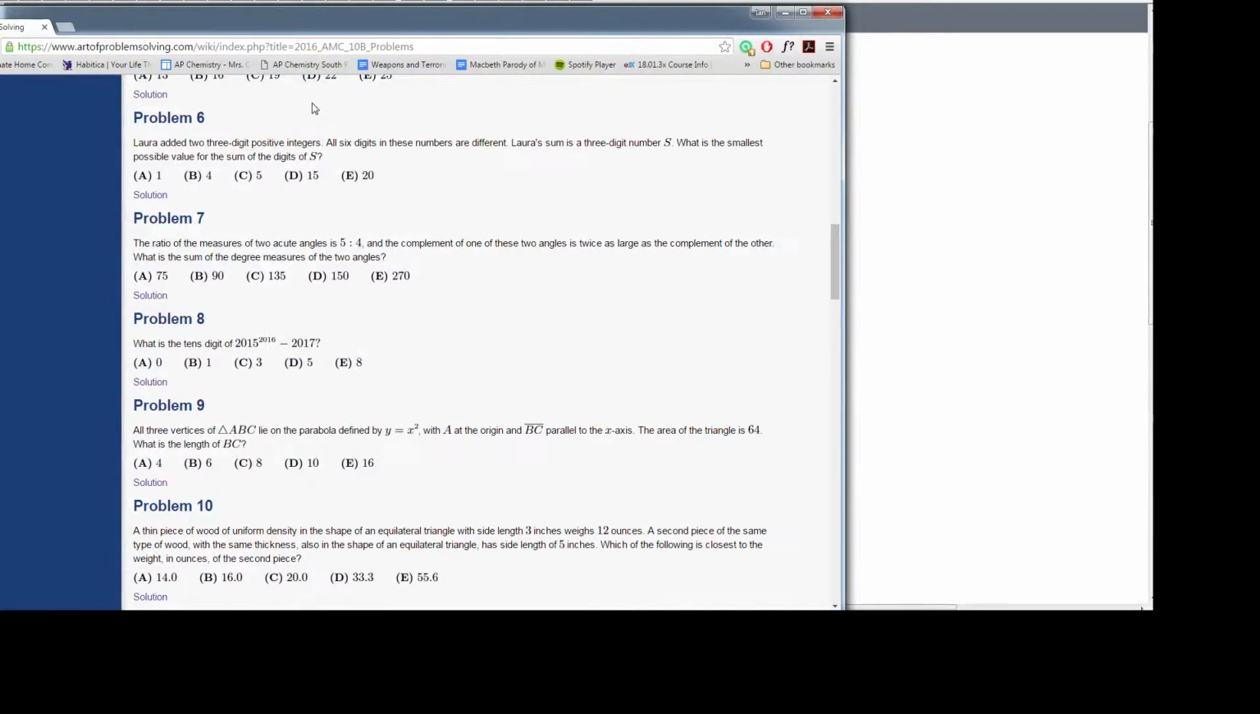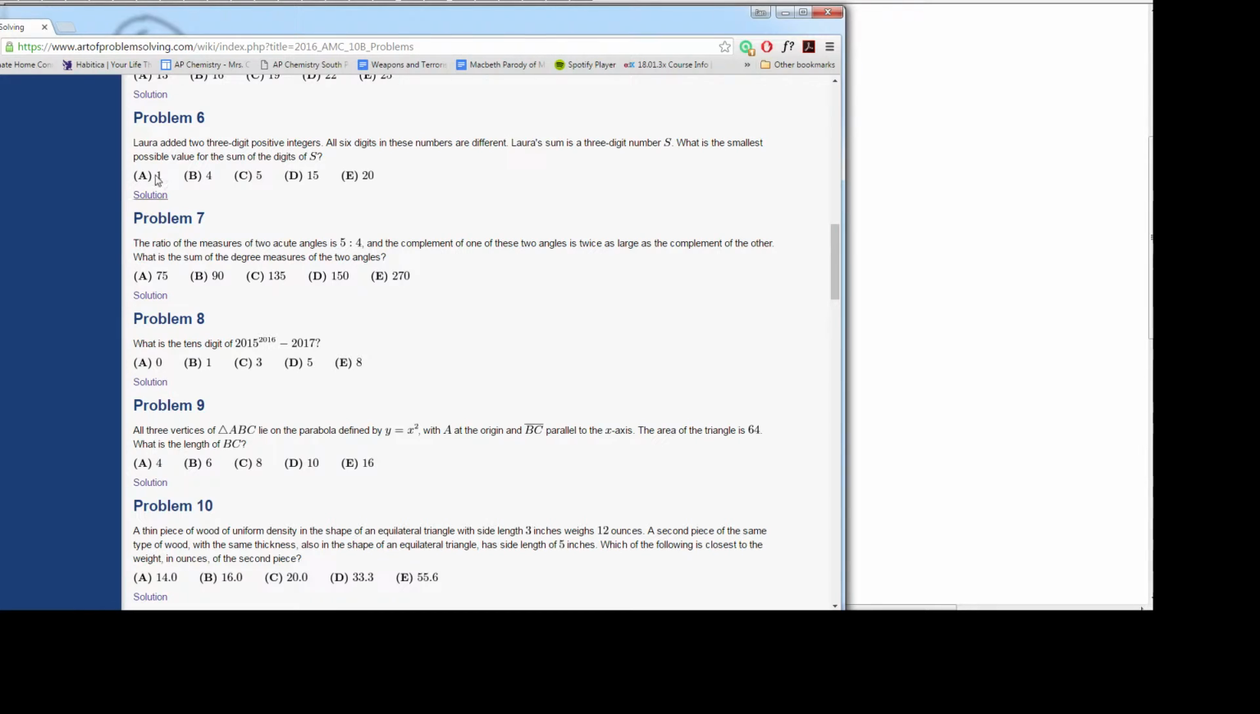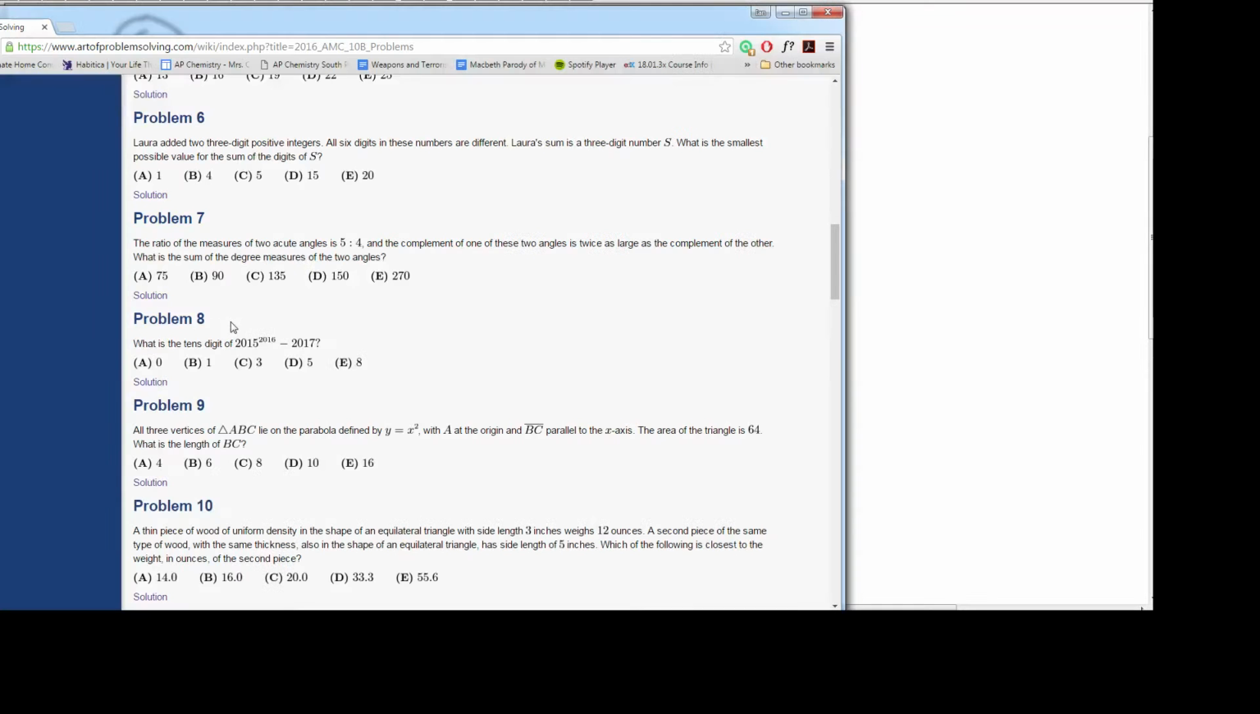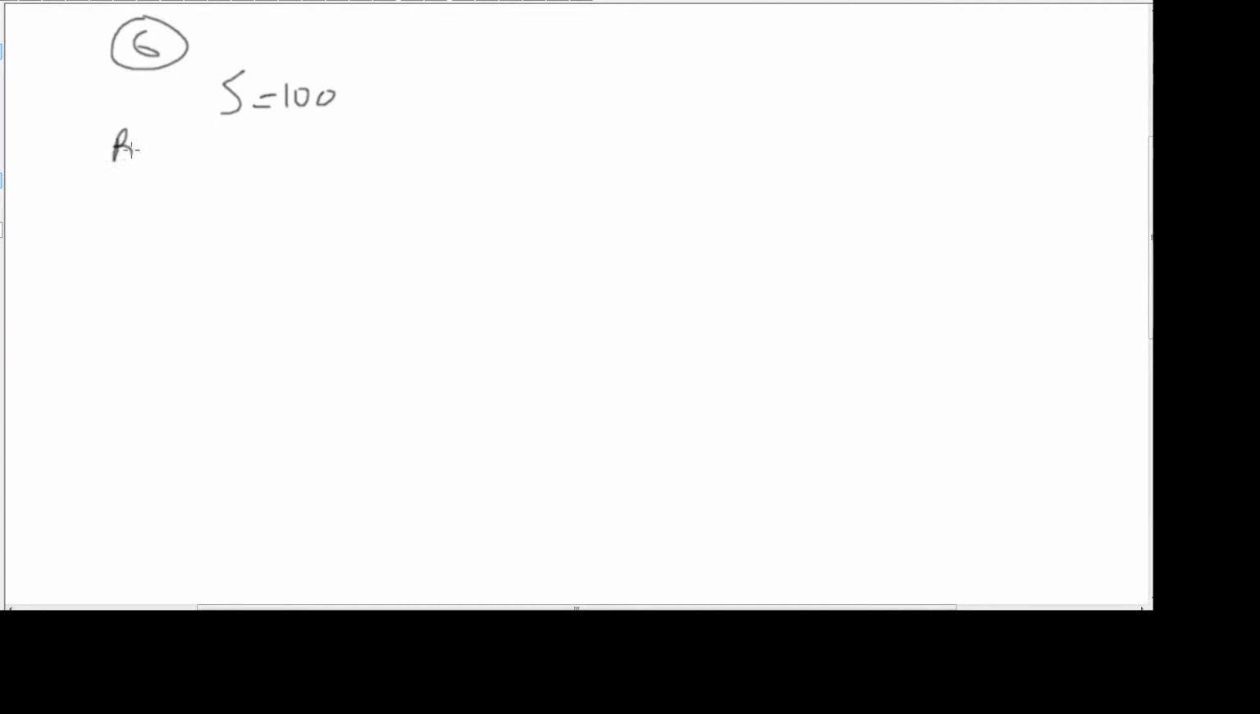Alright, so we are back and we are doing problems 6 to 10 of the 2016 AMC 10B. Starting on, we are going to do problem 6. Problem 6 is a guess and check problem, not really too difficult. You can automatically eliminate 1 because that would mean S is equal to 100 and that's impossible. So 4 is going to be answer B if you're really good at identifying it. But if you want proof, just try and guess and check.